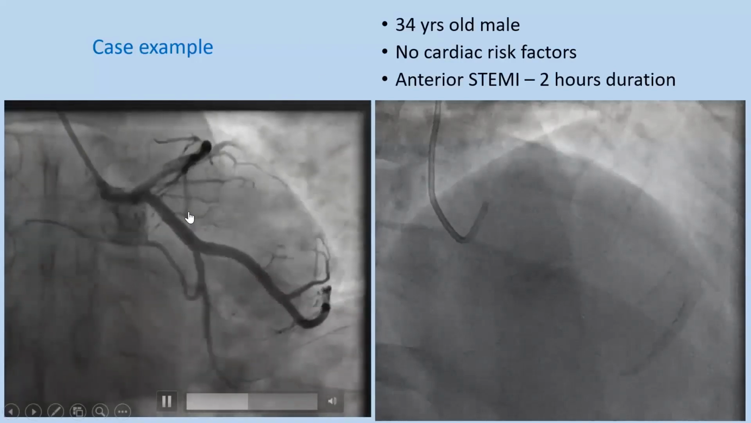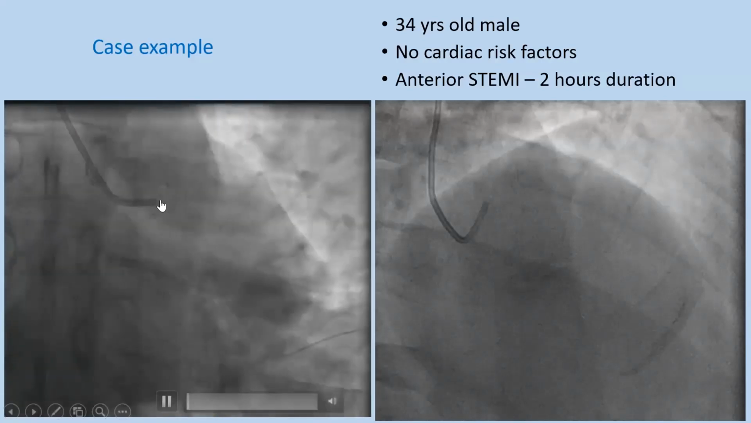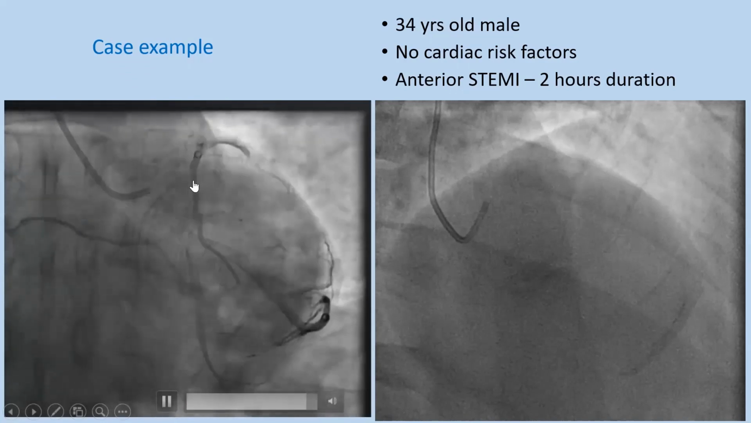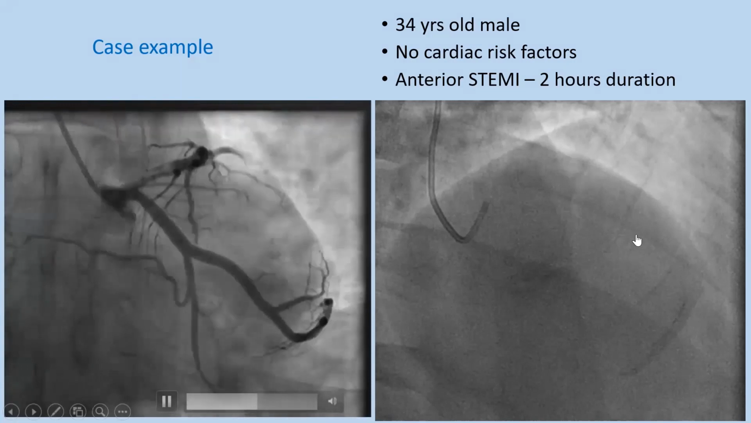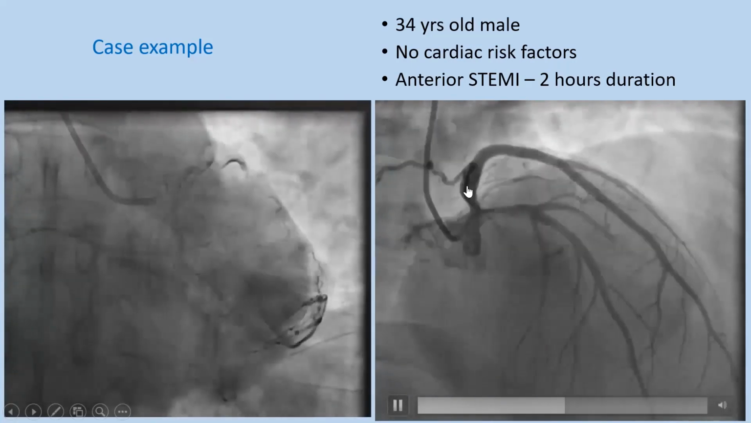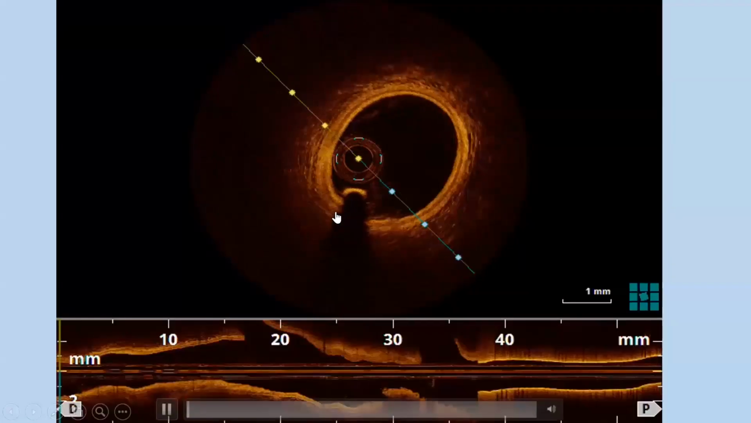This is a young man with no risk factors, who comes with an anterior wall MI of 2 hours duration. We can see here that the left main appears normal, and the circumflex is normal. The LAD has a thrombus in the proximal portion. You can see the thrombus, but there's no flow limitation. Flow is good, but there is a huge chunk of thrombus in the proximal LAD. So this patient was subjected to OCT.